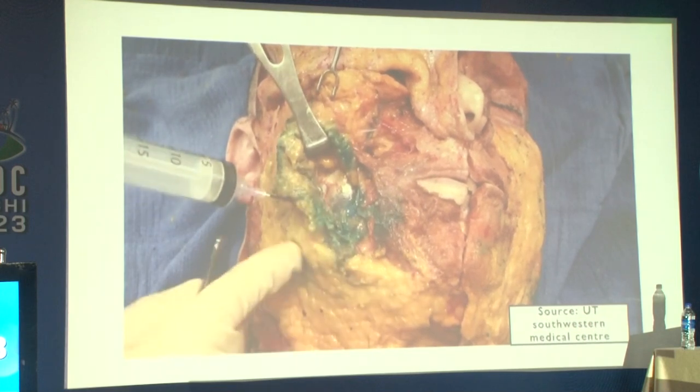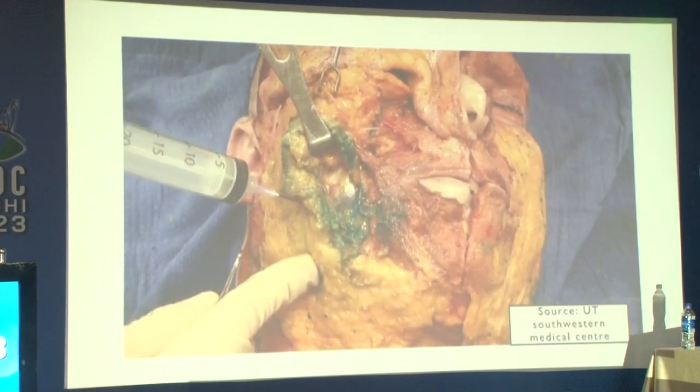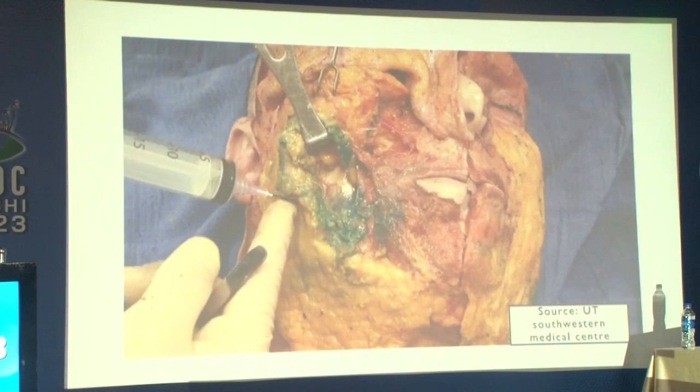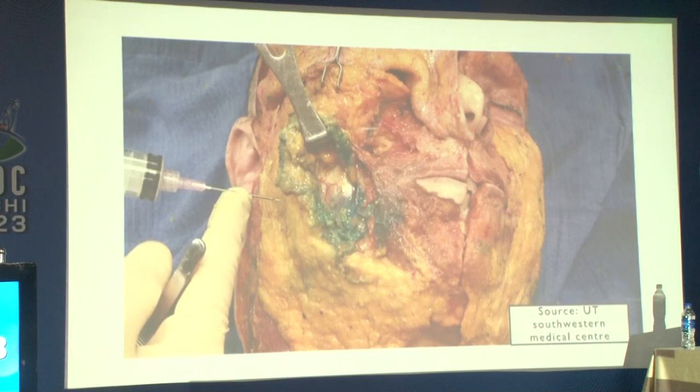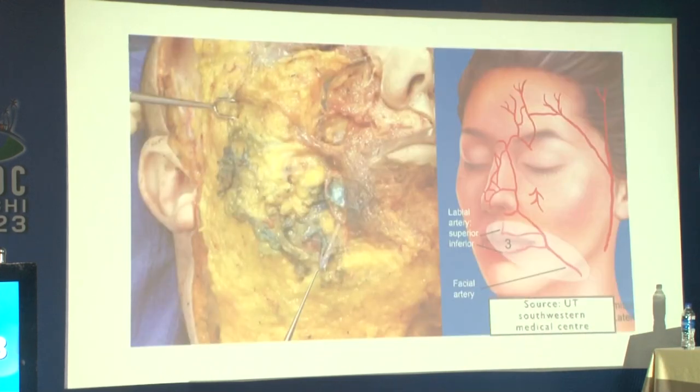When we insert the needle into the masseter muscle, it is around 1 to 1.5 centimeters deep. So when you are injecting for bruxism or for giving shape to decrease the volume of the masseter muscle, we have to inject deep.